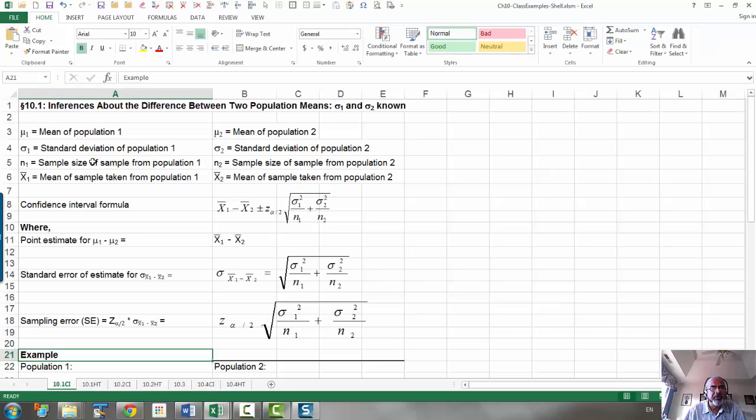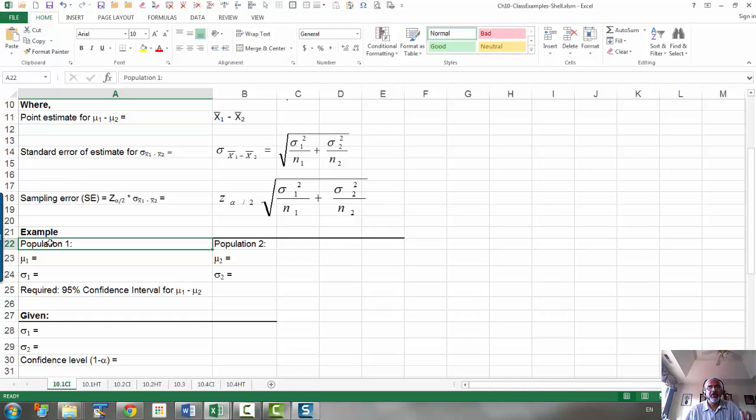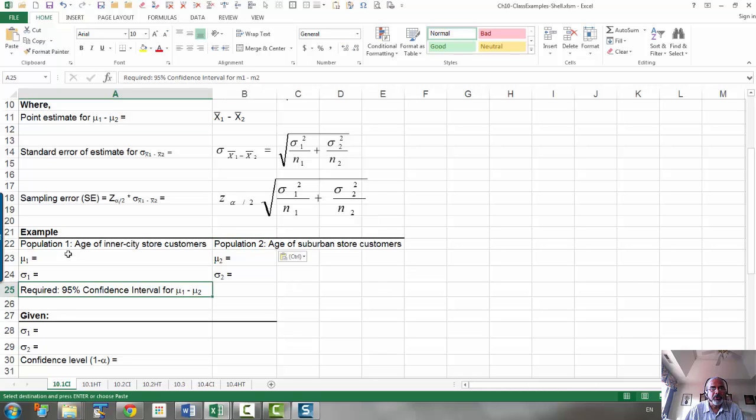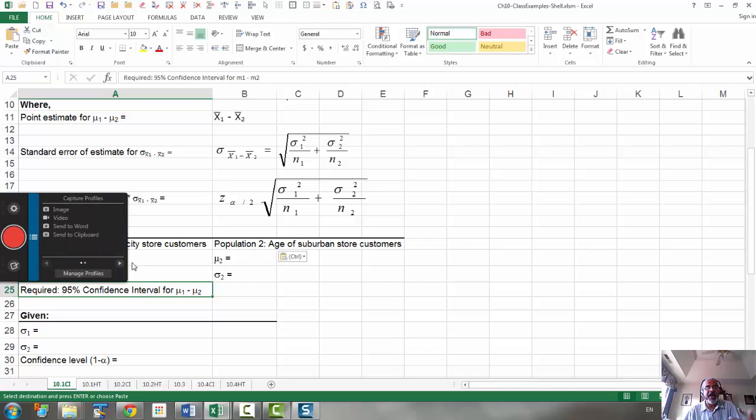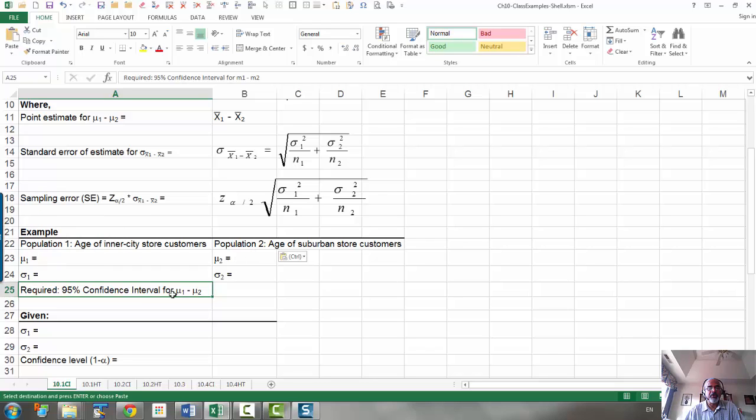Here the first population is the customers who shop in the inner city. Population 2 is the customers who shop in the suburban stores. Inner city and suburban. Age of the customers who shop in the inner city, and the second population is the suburban store. And mu sub 1 and mu sub 2 are the mean age, the average age of the entire population, not just a sample, for the first population and for the second population.